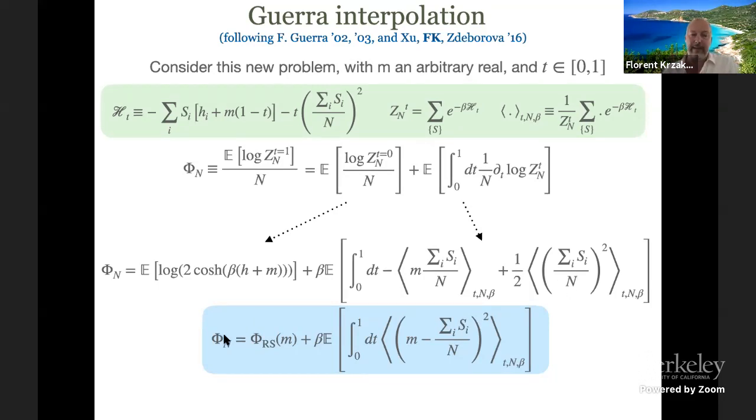For all values of n, at every number of variables, in all dimensions, the average free energy is equal to the replica symmetric one with a value of m, which can be arbitrary at this point, by the way, plus beta times the expectation of this quantity. And of course, the first thing you should say is, well, this is a square, it's positive. So obviously, this is going to be larger than that. And we have a lower bound to phi n, which is valid for all n.